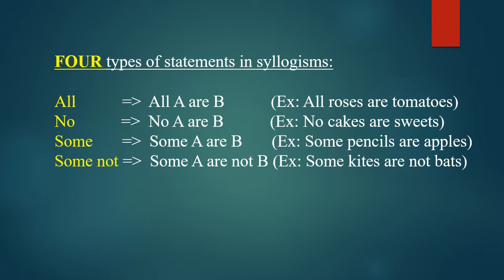In syllogism, basically we have only 4 types of statements. That is: all A are B, no A are B, some A are B, and some A are not B. For these we can say: all roses are tomatoes, no cakes are sweets, some pencils are apples, some kites are not bats. This A and B are totally variables. We can represent them with any other things like P and Q, A and X, 1, 2. It can be anything.